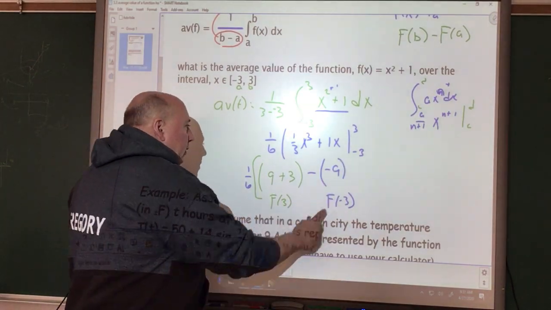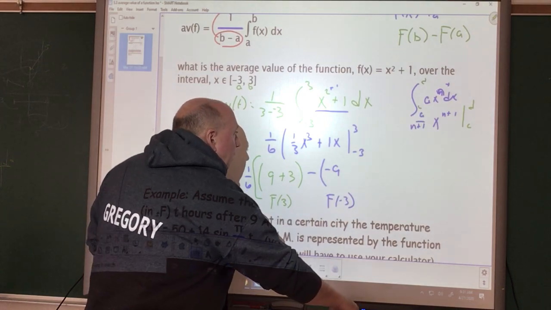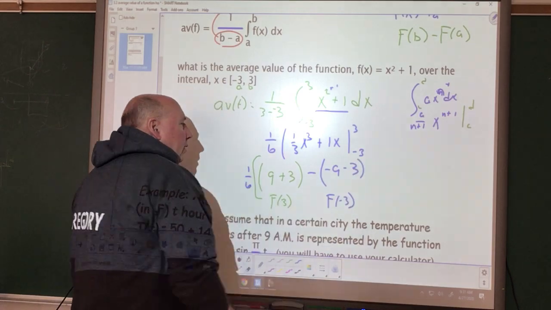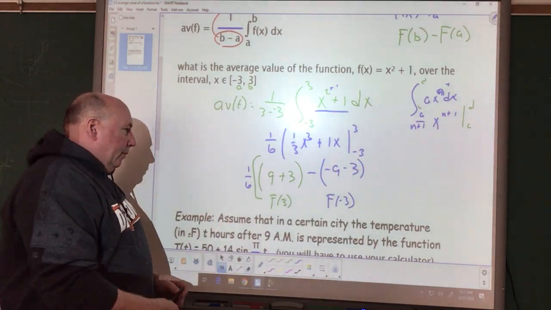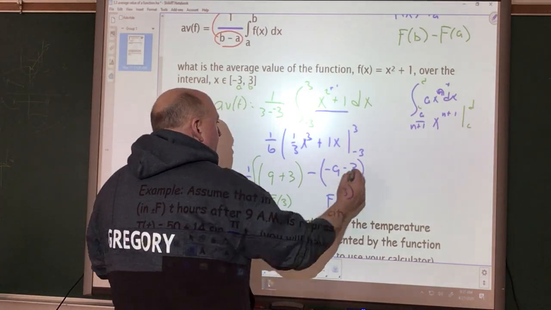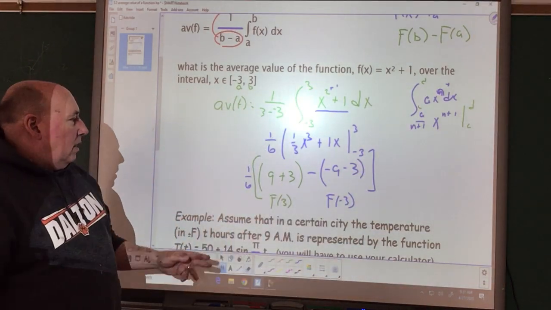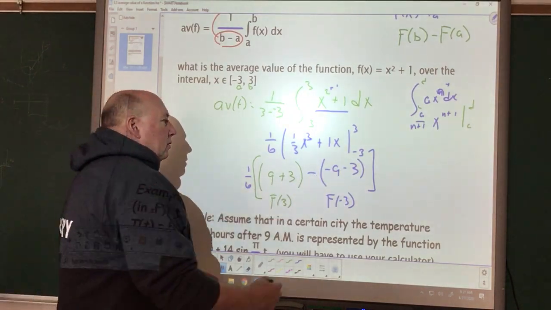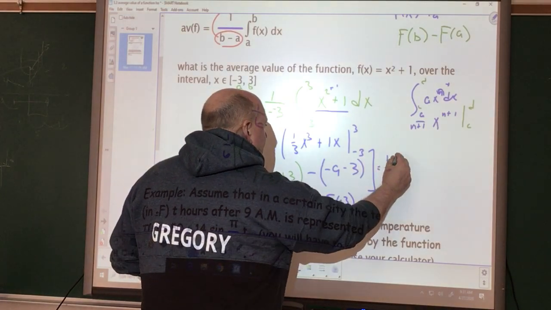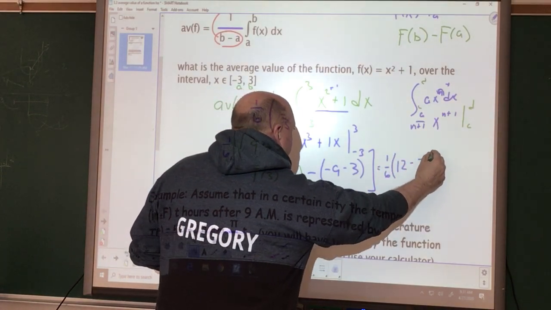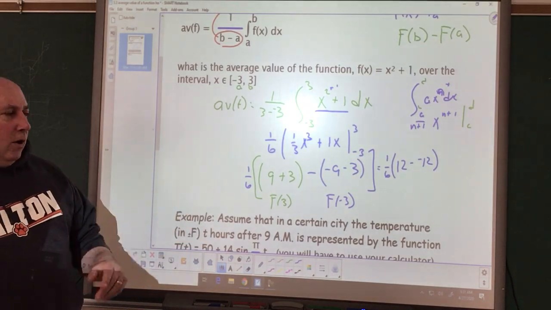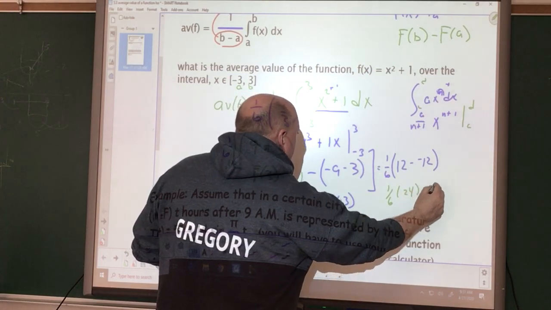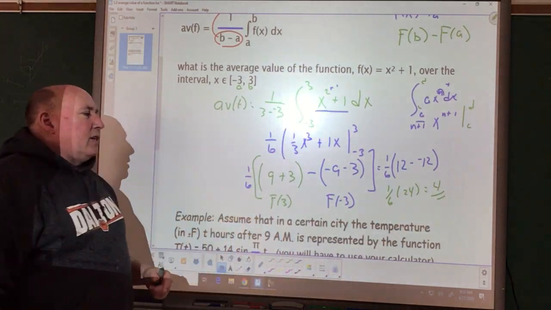Whoopsie. Minus 1 times 3, which is -3. So if we look here, we have 12 here, minus a -12. Which is 24. So the average value of this function is a value of 4.